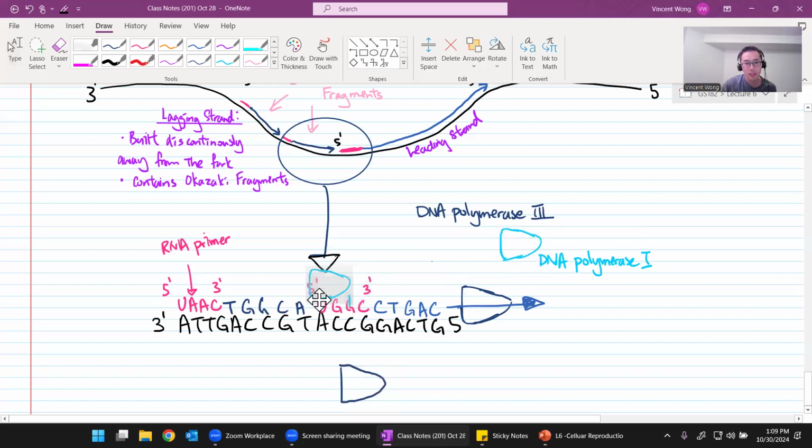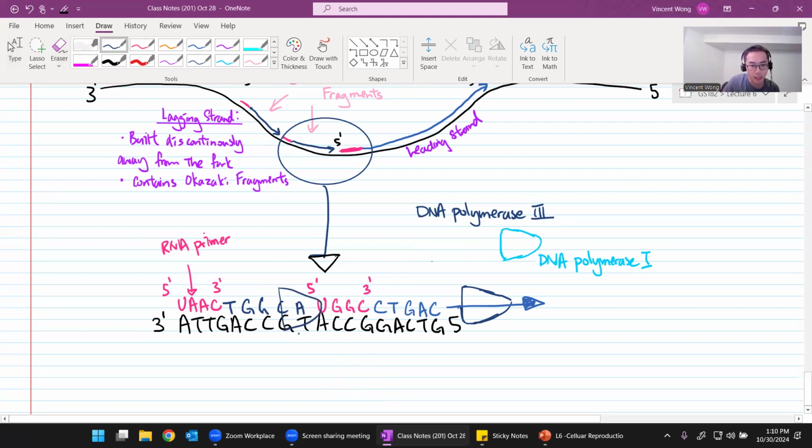So DNA polymerase 1 is going to come over here and it's going to take over. The job of DNA polymerase 1 is to remove the RNA primer and replace it with DNA nucleotides. Because after all, the primer is just RNA, right? There's uracil in it. You're not supposed to have uracil in DNA. So DNA polymerase 1 will remove those nucleotides and replace them with actual DNA. Okay? So that's the extra tricky part, I guess.